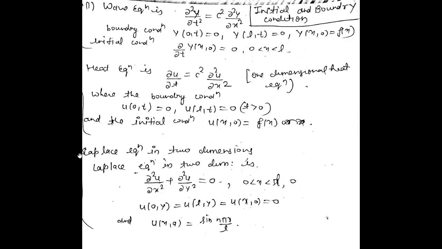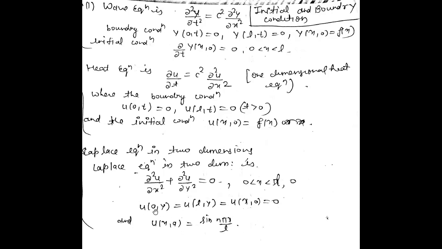So the third equation is the Laplace equation in two dimensions. We have already known the Laplace, that the double partial derivative of u, or whatever your dependent variable is. So the Laplace equation in two dimensions is del 2u upon del x2 plus del 2u upon del y2 is equal to 0, with 0 less than x less than L, and 0 less than y less than L.